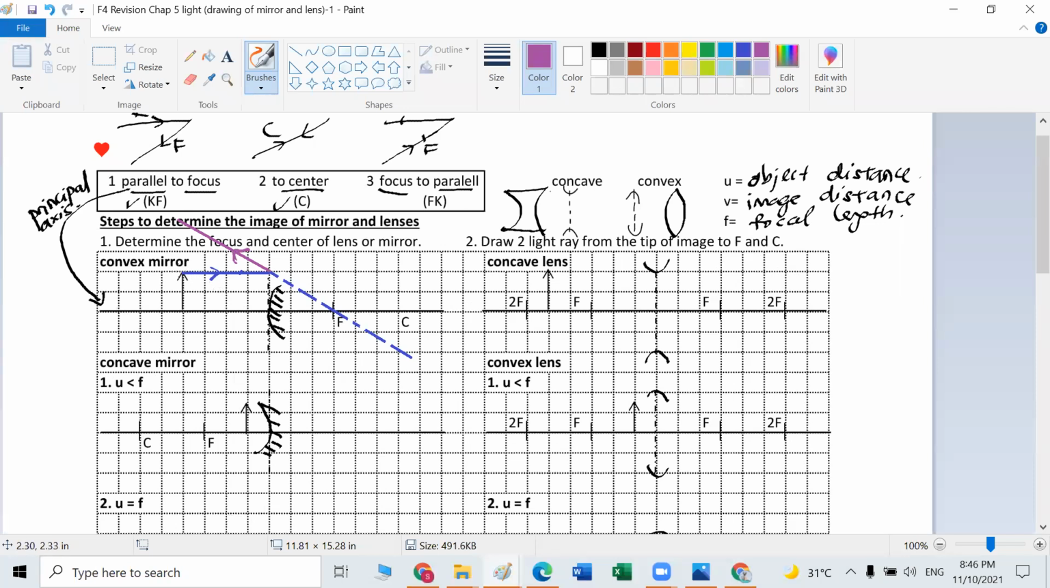So this is K and this is F. Okay, so this is K, this is F. Because the mirror reflects, so like that. So KF. It bends down, but reflect means reflect out, diverging. Then the next is, let's draw the C. KFC, right?